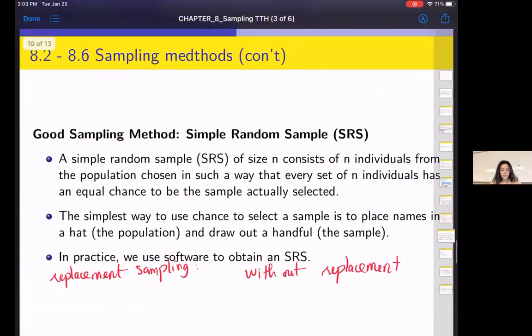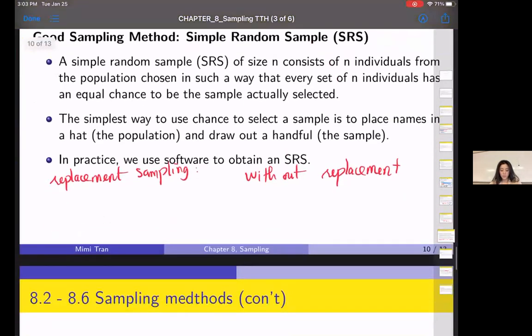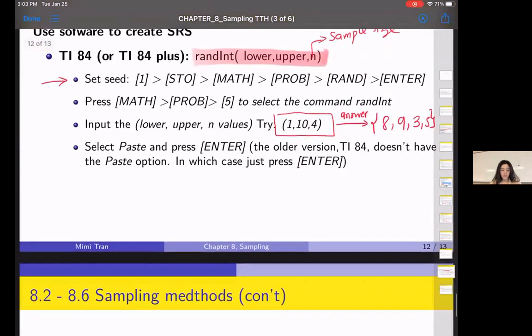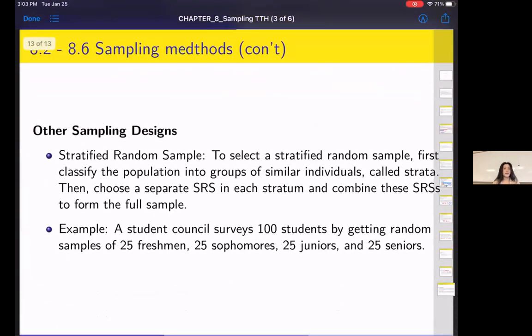Okay, so the good sampling method is simple random sample. There are two good ones. The other one will be stratified random sample. Stratified random sample is when first you classify the population into groups of similar individuals. And then they call each of those groups a stratum, plural is strata, right? Then choose a separate simple random sample in each stratum and combine the simple random samples to form a full sample.